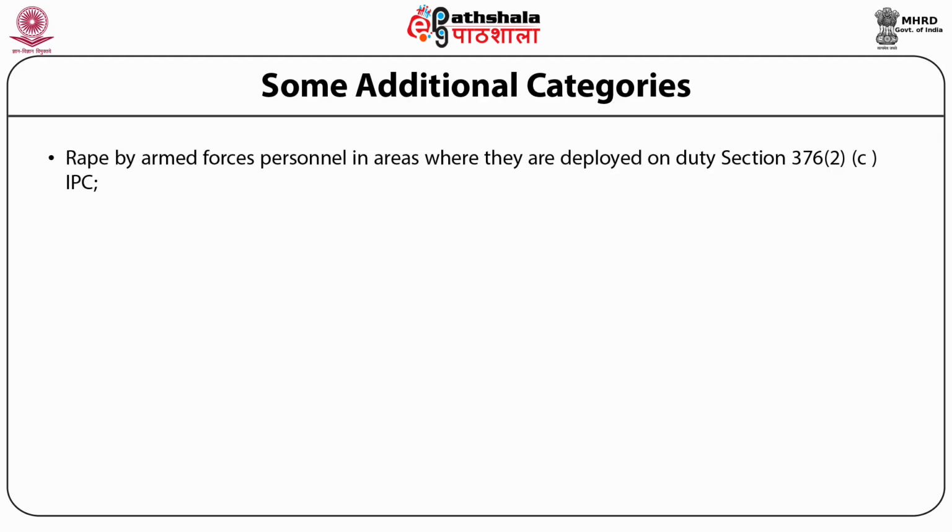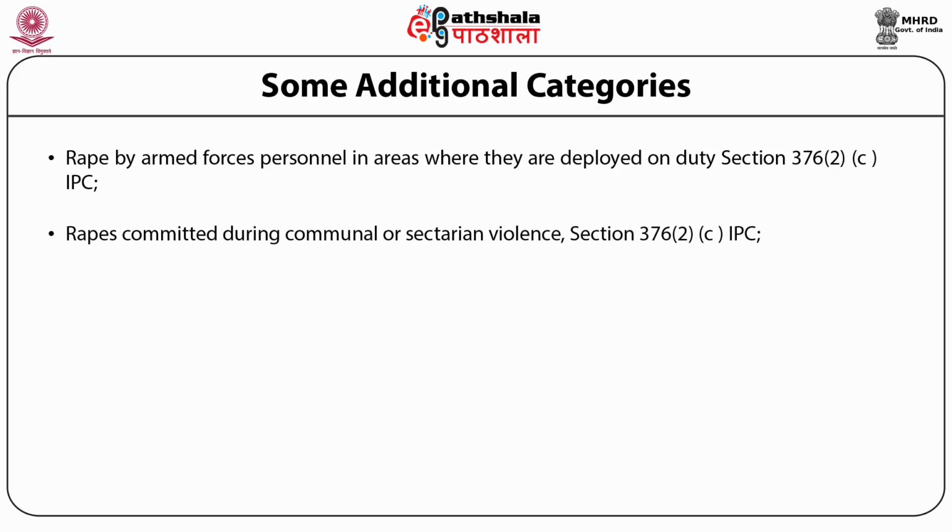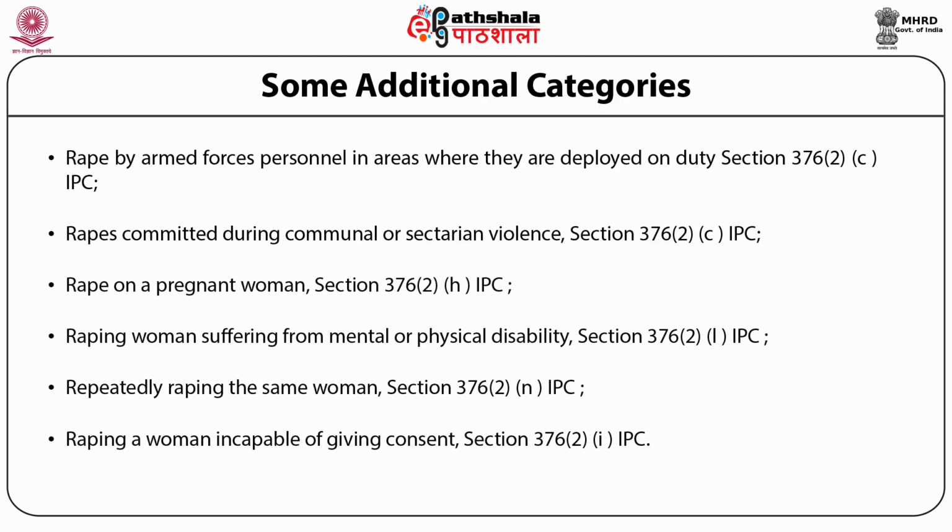Then the next category is rapes committed during communal or sectarian violence. If anyone tries to take advantage of the unrest in a situation and commits rapes during communal or sectarian violence, then that is also made punishable. Rapes on pregnant women have been made separately punishable. Similarly, raping a woman who is suffering from mental or physical disability has been made punishable under Section 376(2)(I). Repeatedly raping the same woman is punishable. Then raping a woman incapable of giving consent has also been made specifically punishable.